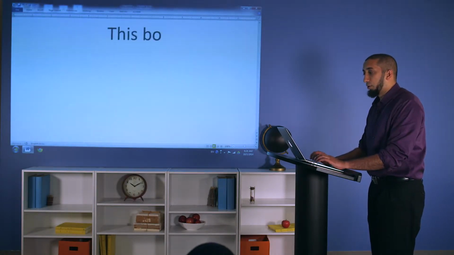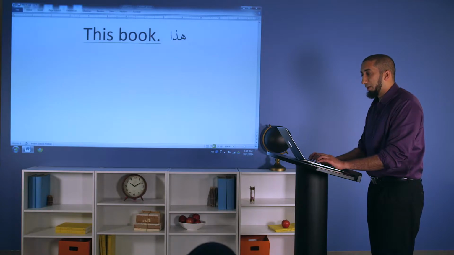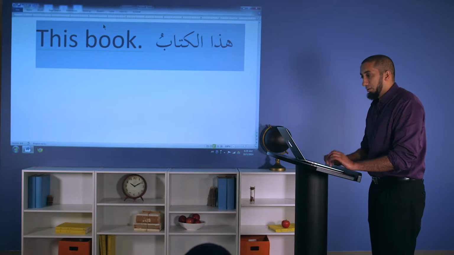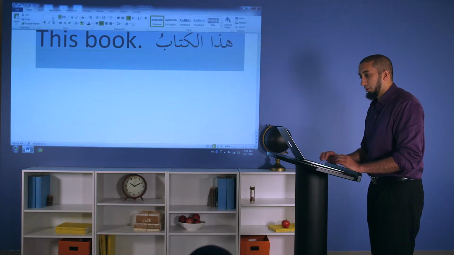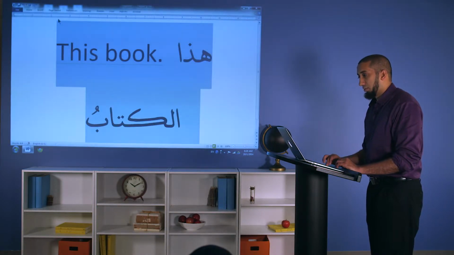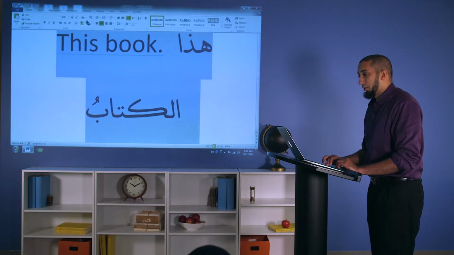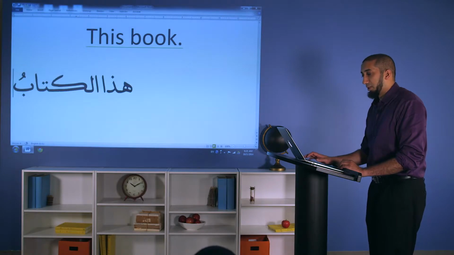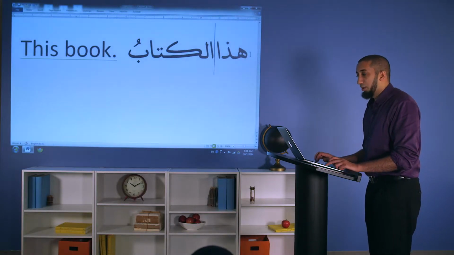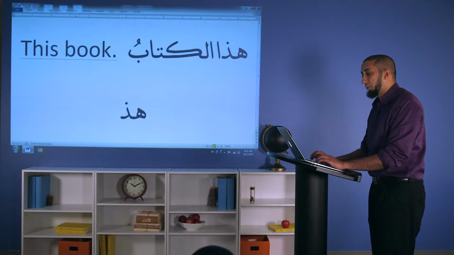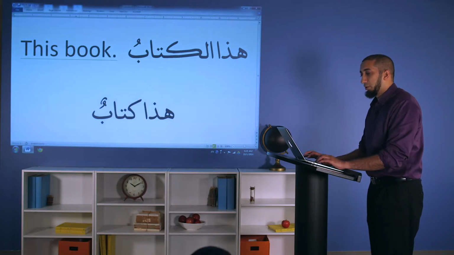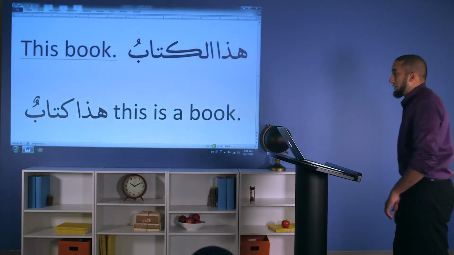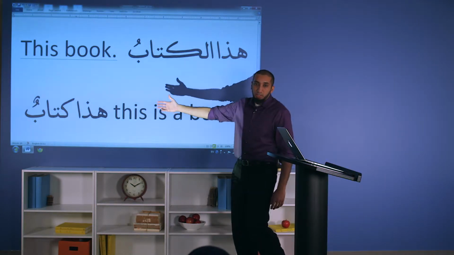Okay, if I say this book, this is a fragment, right? Hadha al-kitab. That's easy enough, right? Let me just change the font quickly so it's nice and big. Okay, what is the al doing there? It's keeping us from writing this is a book. Because if I did say hadha kitabun, then what would that translate into? This is a book, right? So it's the fact that there's no al there that's making it into a sentence.